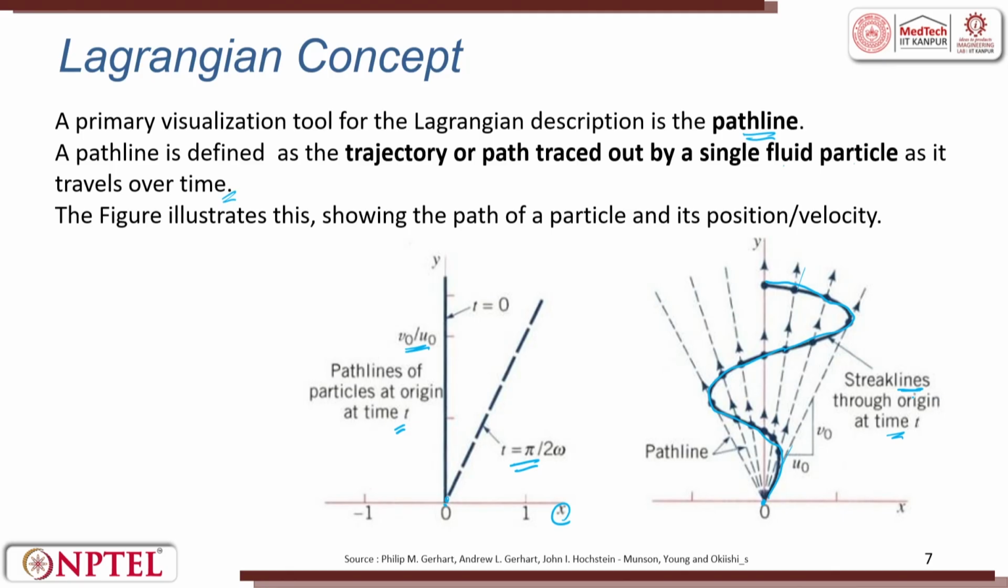They go through the origin at time t, and you try to draw them. The figure illustrates this, showing the path of a particle, with its position and velocity given here. So, this is the path line, the dotted lines are path lines, and you can see here how the path line varies, and these are streak lines. What it moves along, these are called streak lines.